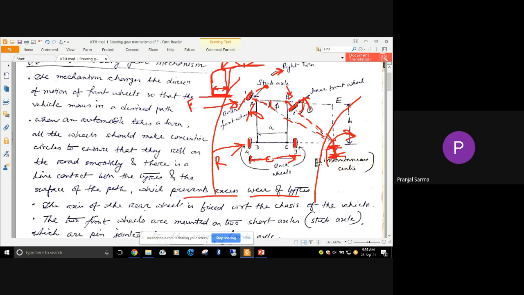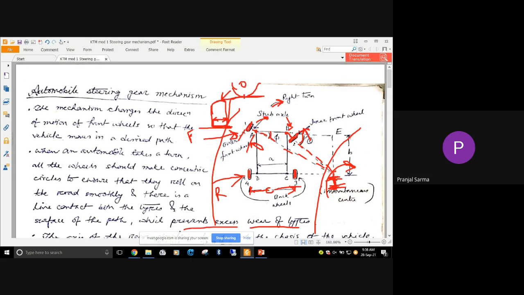Now our intention is that both the wheels should be able to take the turn or make the angle, and that angle will be different. That means this is theta and this is phi. So theta is not equal to phi. I know that they are not equal. Now we should also know how they should be related, so that we are having a proper turning. So theta is not equal to phi.